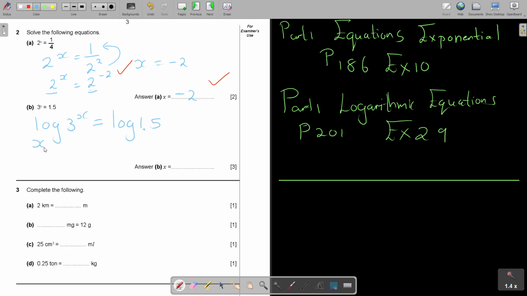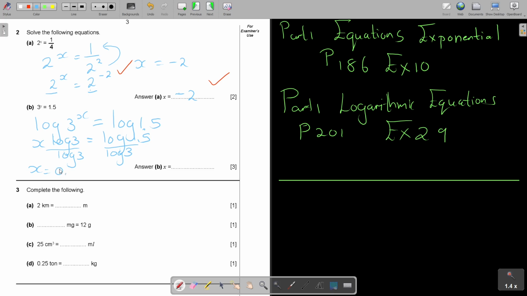Then you bring the x down. Okay, so it's log 3 to the x equals log 1.5. And then you divide by log 3. And you divide by log 3. Okay, and then you press it on the calculator. Now, if you say log 1.5, let's just press it. Log 1.5 divide log 3 equals, and then don't forget, first your full calculator display.